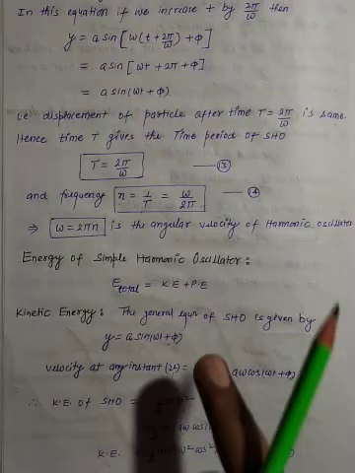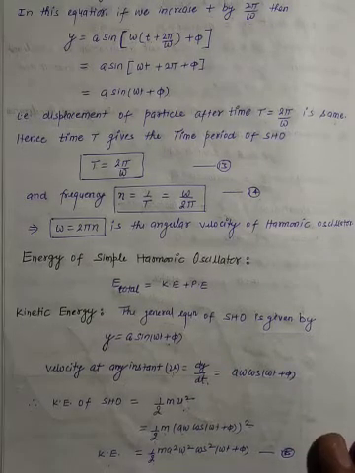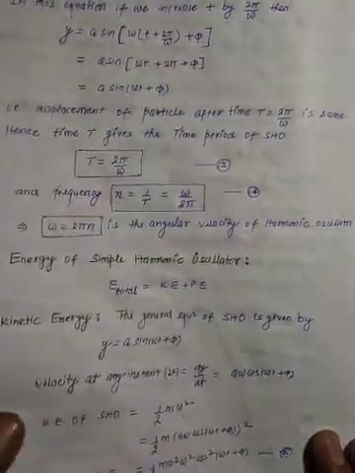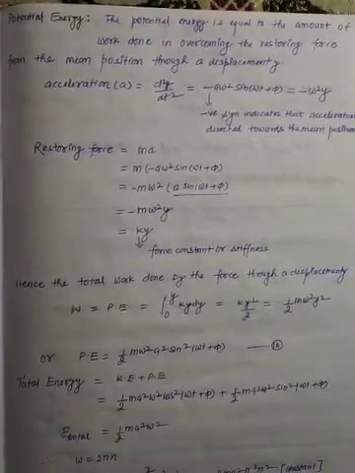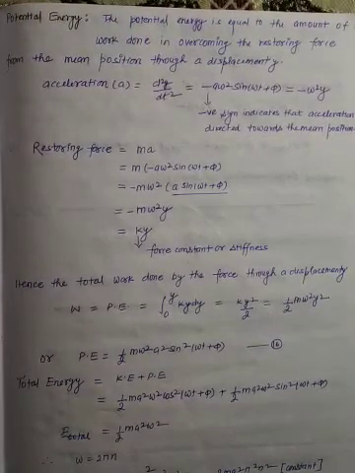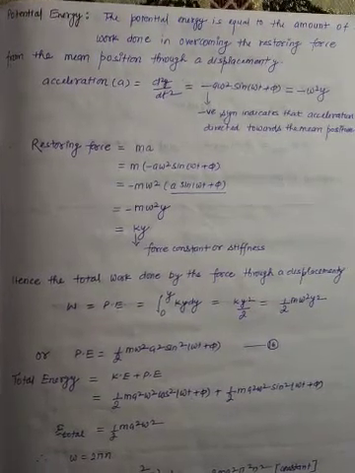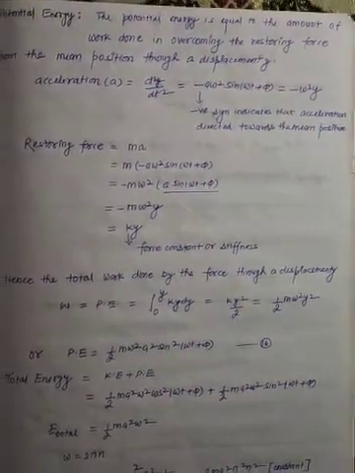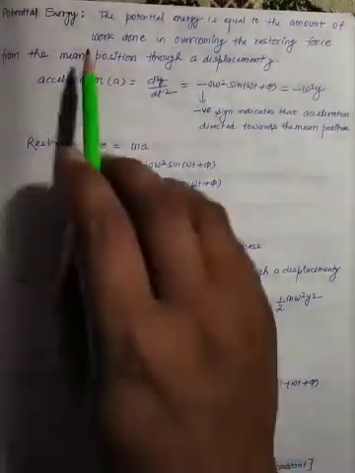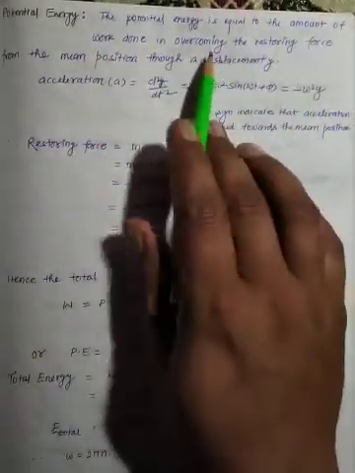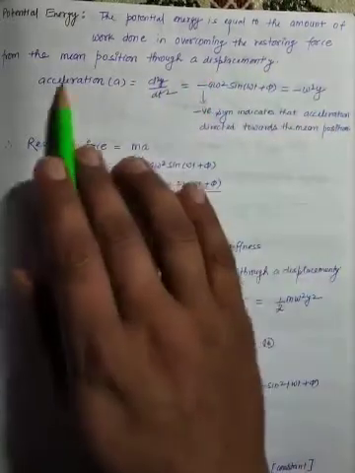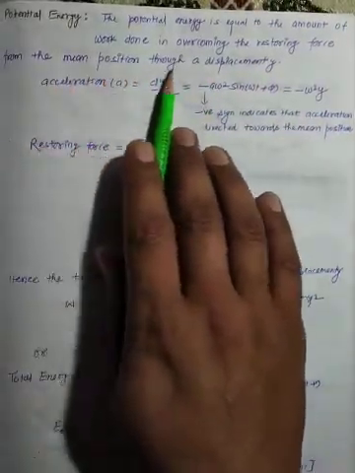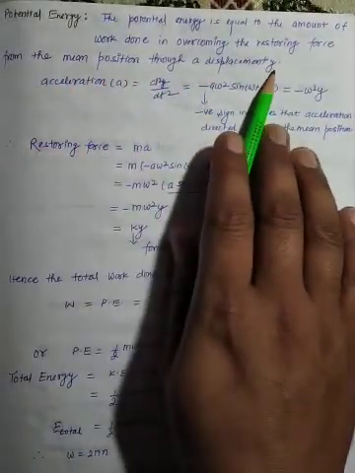This is the kinetic energy of a particle performing SHM, or a harmonic oscillator executing SHM. Now, talking about the potential energy. What is the potential energy of a particle or harmonic oscillator performing SHM? The potential energy is equal to the amount of work done in overcoming the restoring force from the mean position through a displacement y.